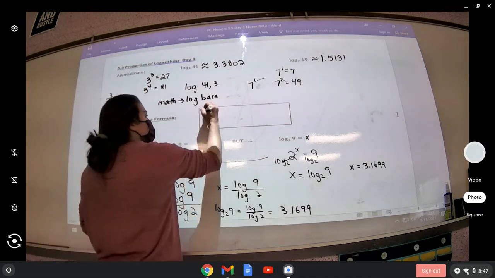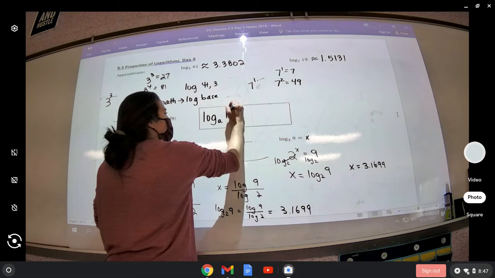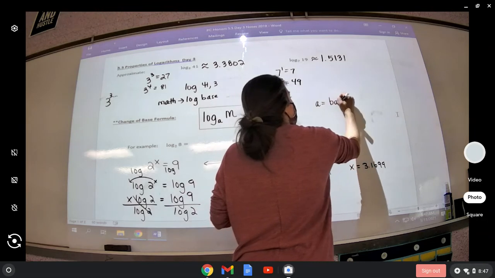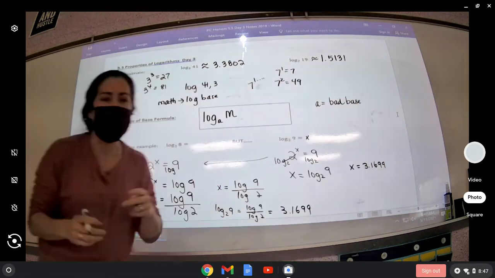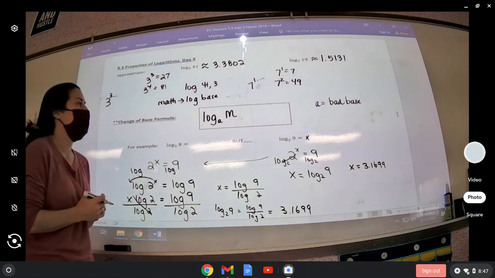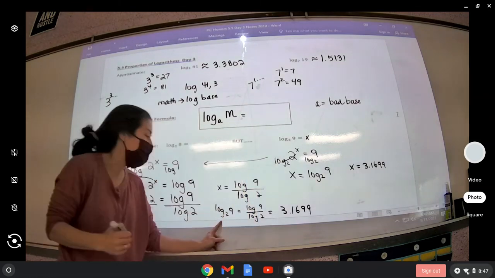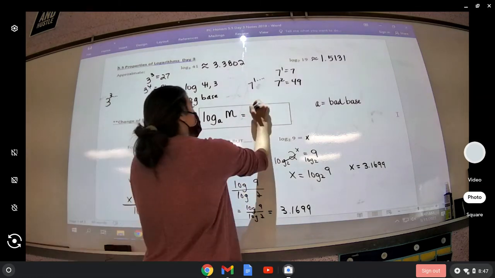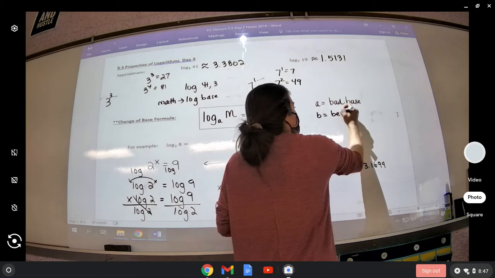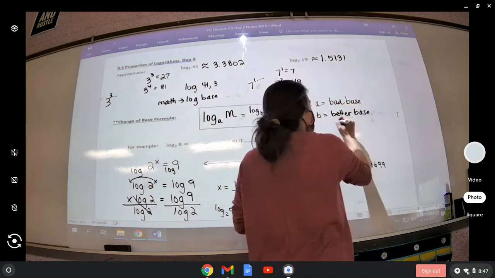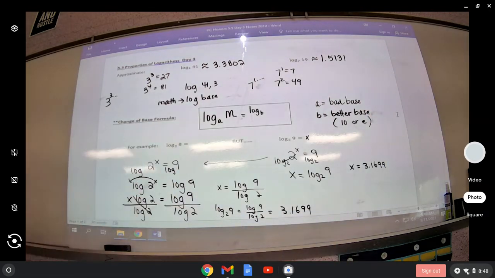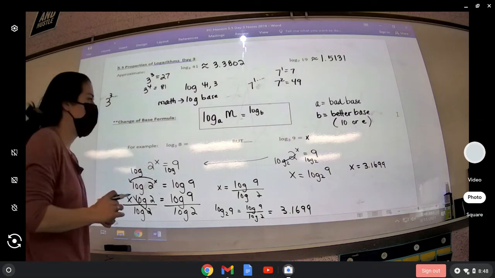So the change of base formula says, if you have log, let's say base A of M, where A equals a bad base. A bad base is not 10, it's not e, because we don't want any other base that our calculator can't use. It's going to equal, according to this, the log with a better base. We'll call that base B, where B is a better base. And if it's a better base, guys, it's 10 or e. That's your better basis, because all calculators can compute base 10 or base e logs.